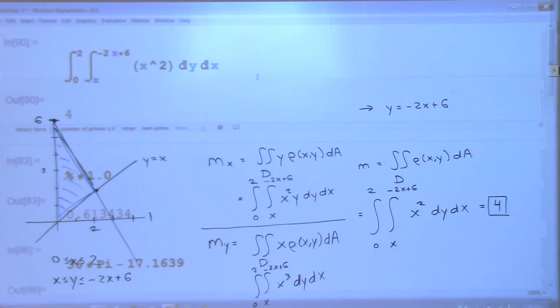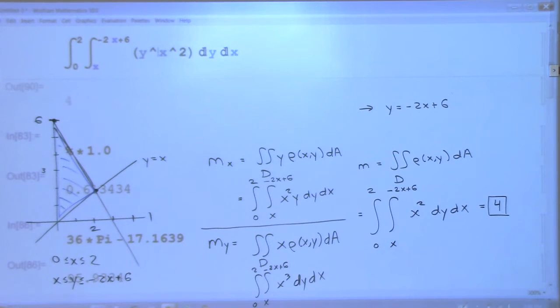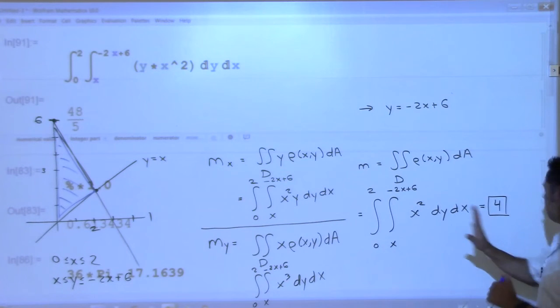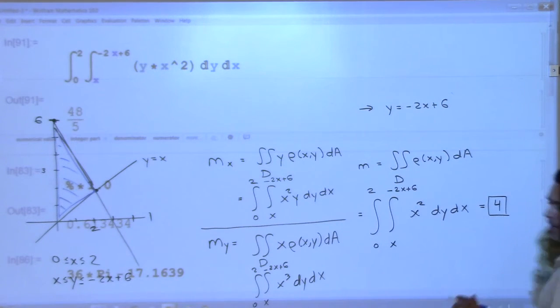That should be pretty easy for me to edit up here. So y times 48 fifths. After, not yet, I'm going to use it in a second. I'm just calculating them right now.